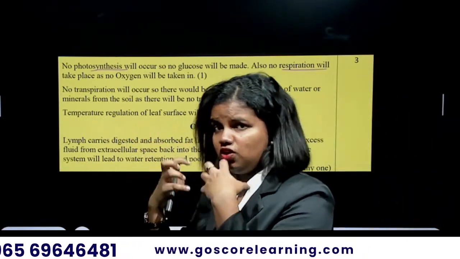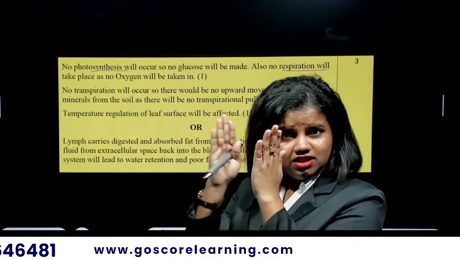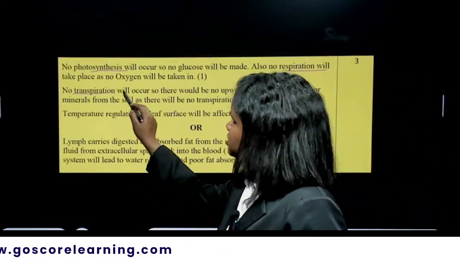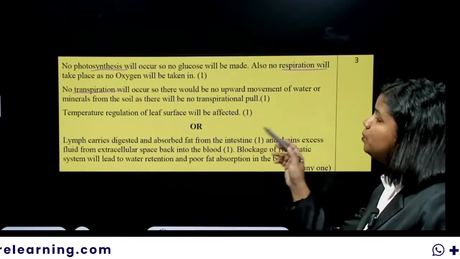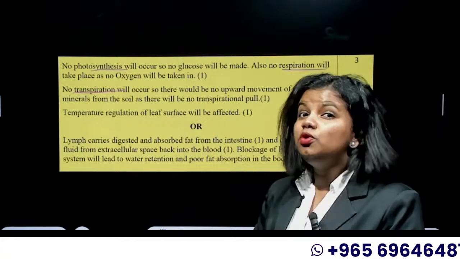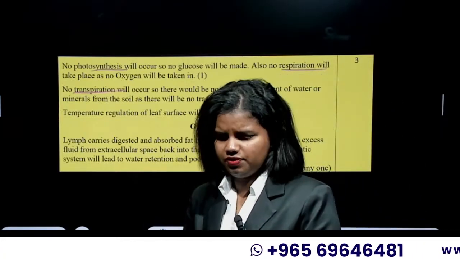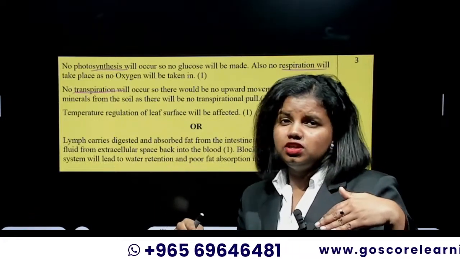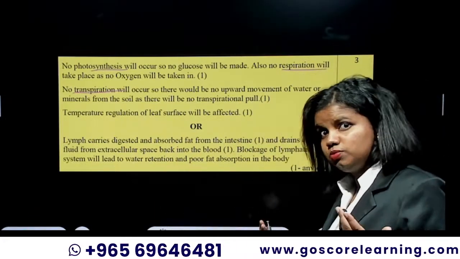and the chlorophyll cannot accept the light because everything is closed up, it's dark. No transpiration will occur, so there won't be any upward movement of water and minerals. So transpirational pull won't happen. Why? If everything is closed, transpiration is not happening, sunlight is not falling on the leaf, so no water absorption.